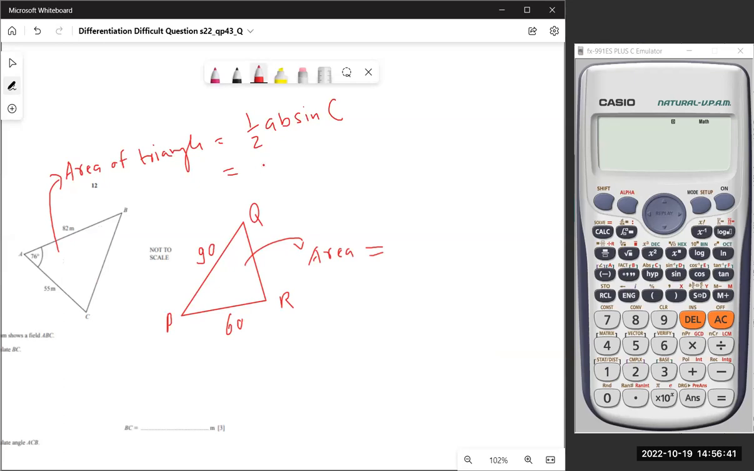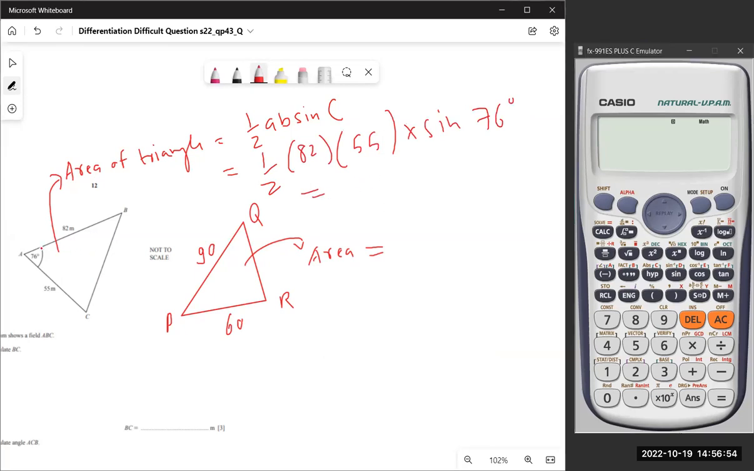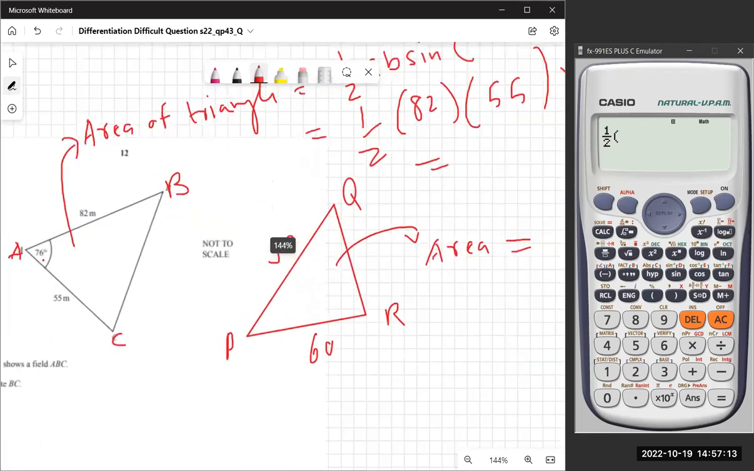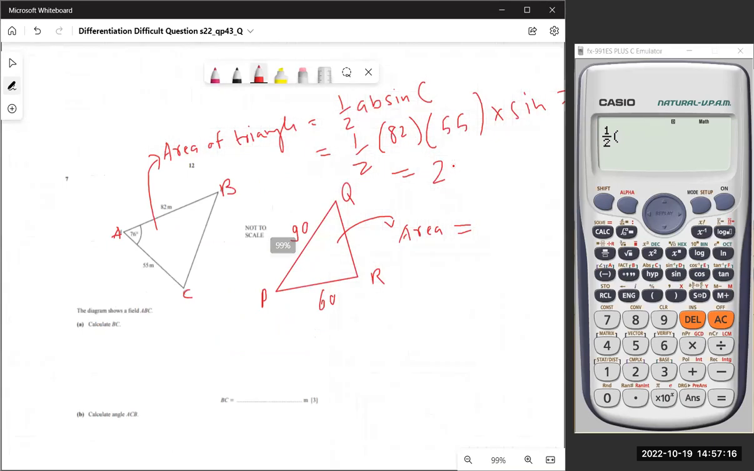Therefore the area, let's find it. Area of the triangle is half, A is 82, B is 55, into sine 76. Anas, find the area of the first triangle ABC quickly, please. So how do we do it? Yeah, tell me. That's the thing we do. 1/2 into 82 into 55 into sine 76. I'm getting the value to be 188.02.